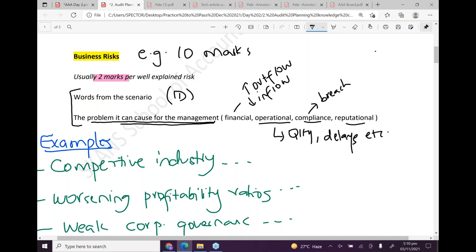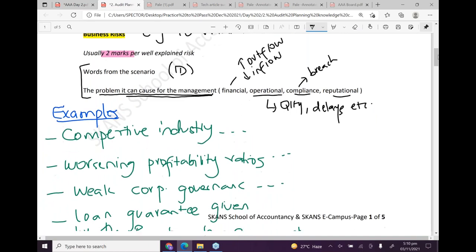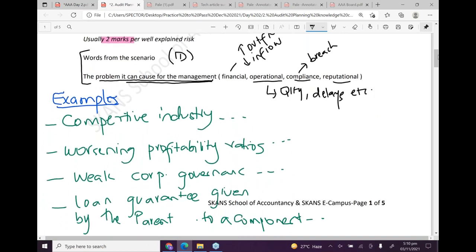1 mark. So another student has written damages which could lead to an impact on cash. 1 mark. Plus, it could have an adverse effect on the company's reputation as well. That's now 2 marks. So ideally, a well-explained risk needs to explain the problem that the management might face in detail. I'm going to talk about a few examples. First two, I'll explain. The remaining two, I want you to have a go at this.